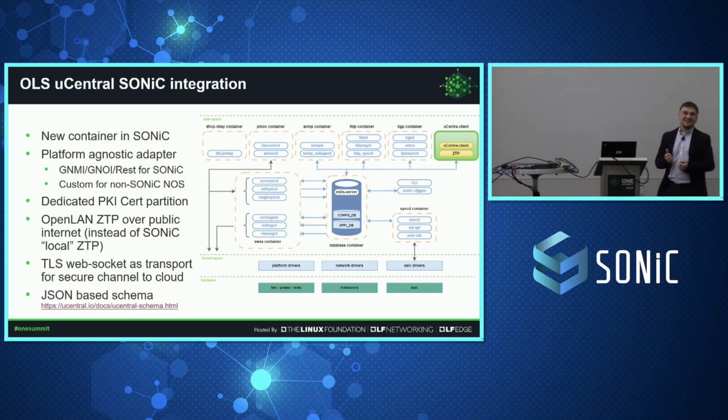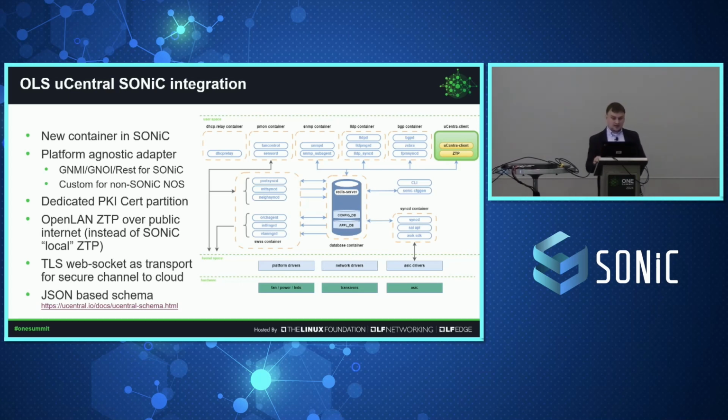The uCentral client is the new container being added to SONiC. The main goal of the uCentral client is to take the certificate and use it to make a secure connection to the cloud, taking over the local SONiC ZTP to implement a secure ZTP over the internet. It implements the uCentral protocol, which is open source, defined under the TIP, Open Wi-Fi and OpenLAN Switching. And there is a link to the JSON-based schema of this protocol.